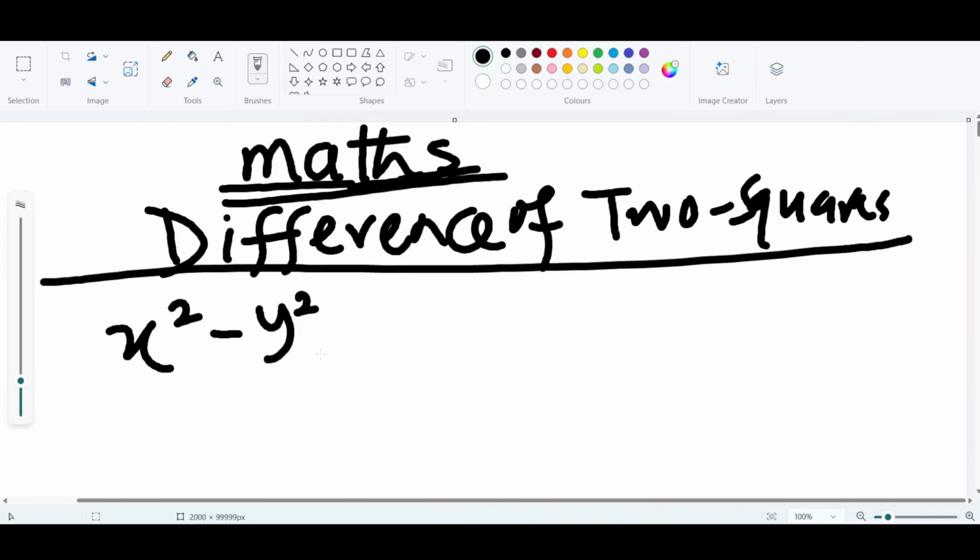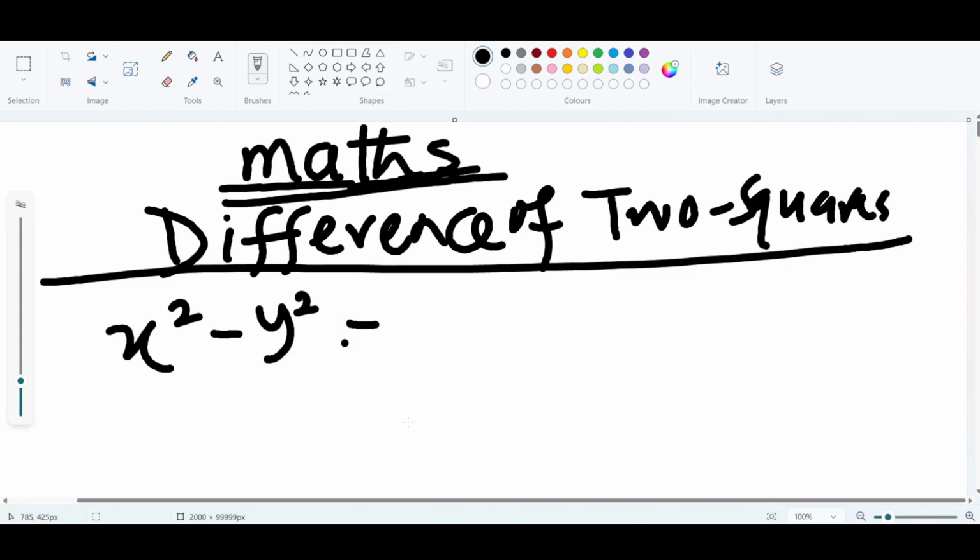So hello, good day. Today we want to start with this particular aspect of mathematics that is called difference of two squares. Difference of two squares means when we have an element raised to power 2 and another element raised to power 2, and we want to find their difference. This is exactly what is called difference of two squares.